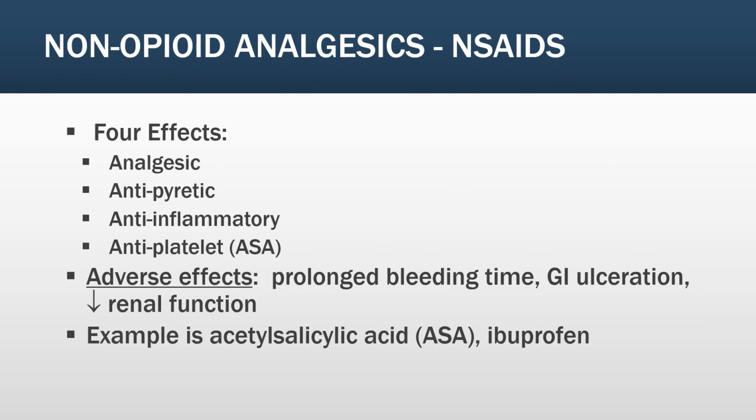Because of the reduction in prostaglandins, NSAIDs have 4 major effects: analgesic, antipyretic, anti-inflammatory, and antiplatelet. Different NSAIDs will each have a slightly different combination of these effects and adverse effects. Adverse effects, again related to the inhibition of prostaglandins as well as decreased thromboxane, include prolonged bleeding time, gastrointestinal ulceration, and decreased renal function. Some common examples are acetylsalicylic acid, or ASA, and ibuprofen.